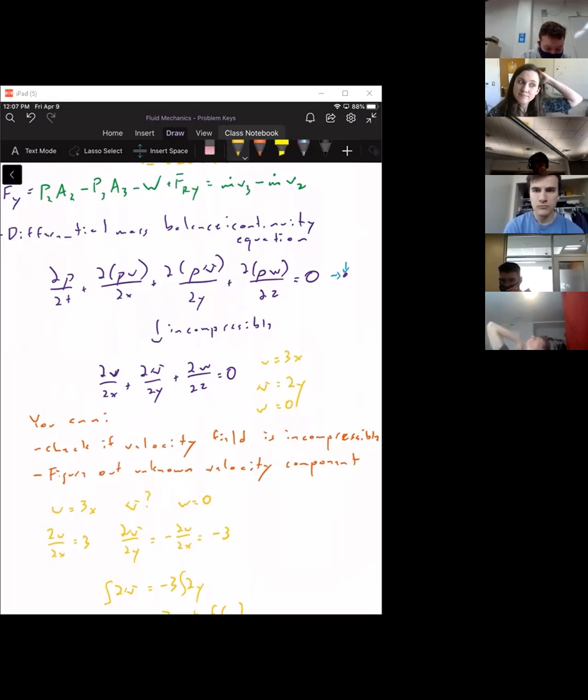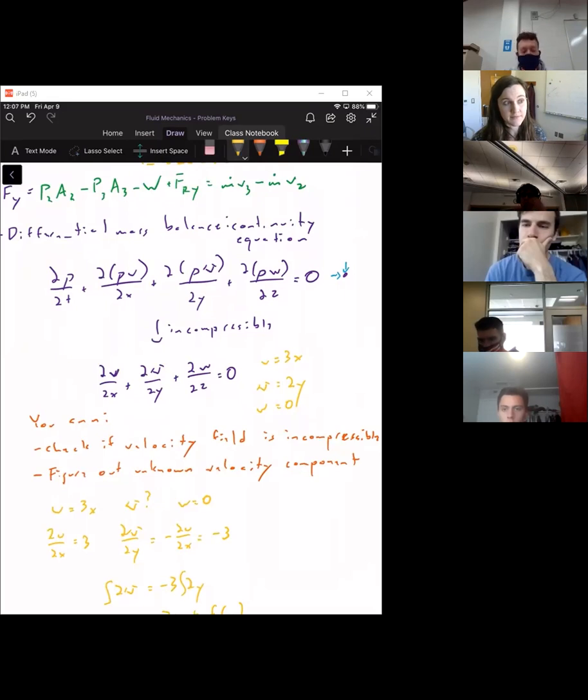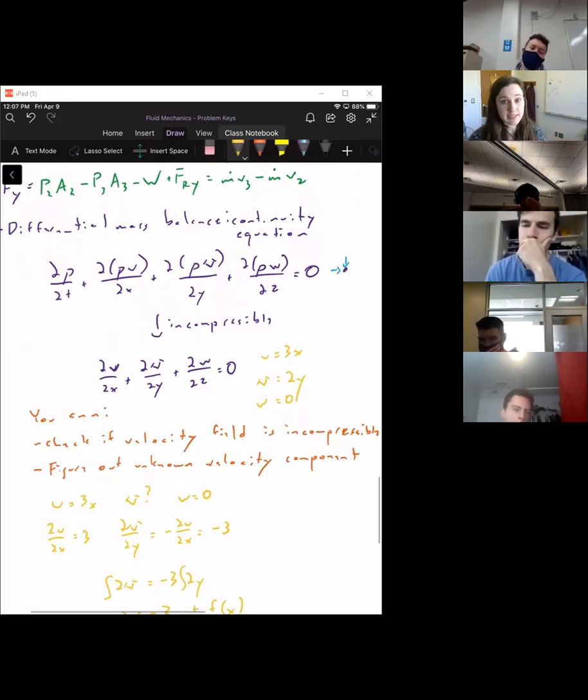If something is steady, is that a keyword in this equation? Yes, steady would also take out that term, because steady just means nothing is changing with time. But you could get something that's incompressible but unsteady, which means the different velocities would be changing in time, and they would have to change in time in such a way to cancel each other out.